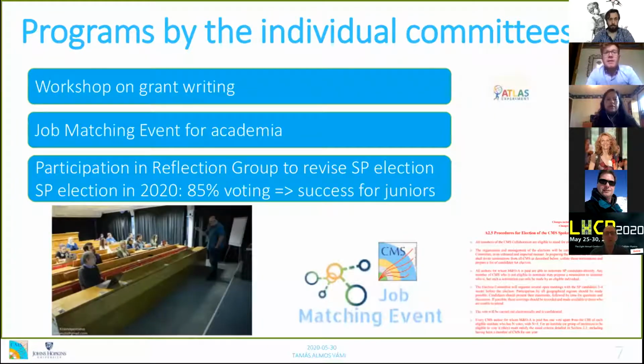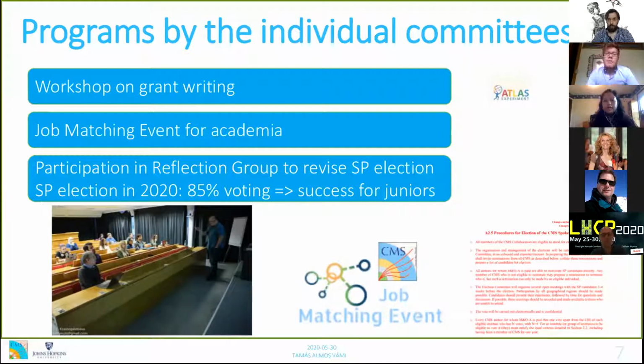And then in Atlas, there was a workshop last year about grant writing, which then evolved into something bigger, which I'm going to mention a bit later. In the CMS, we also had an event where we concentrated on job matching for academia. We have several events for industry if somebody wants to go to the industry. So this event really aimed at those who want to stay in academia. We try to match people who are looking for postdocs or PhD positions with professors who are looking for candidates.